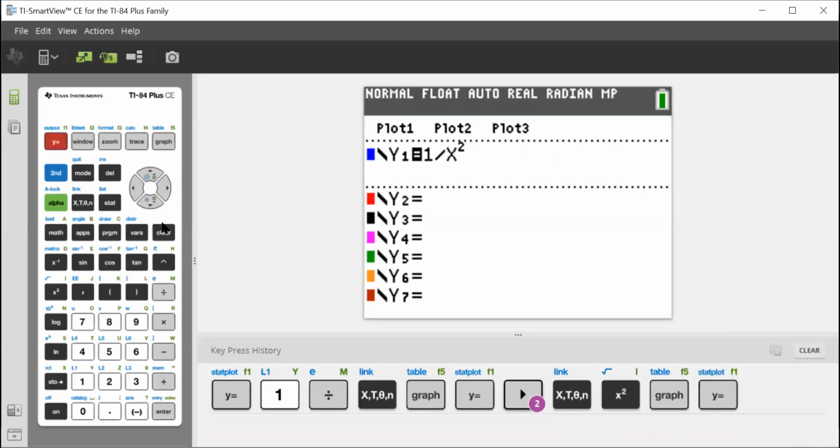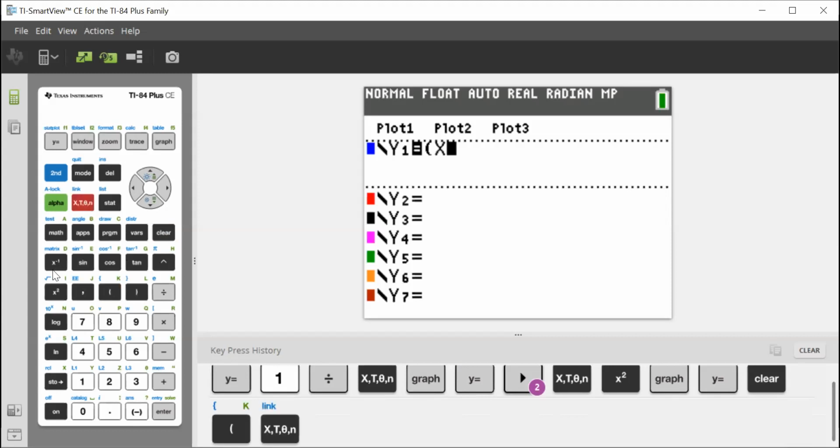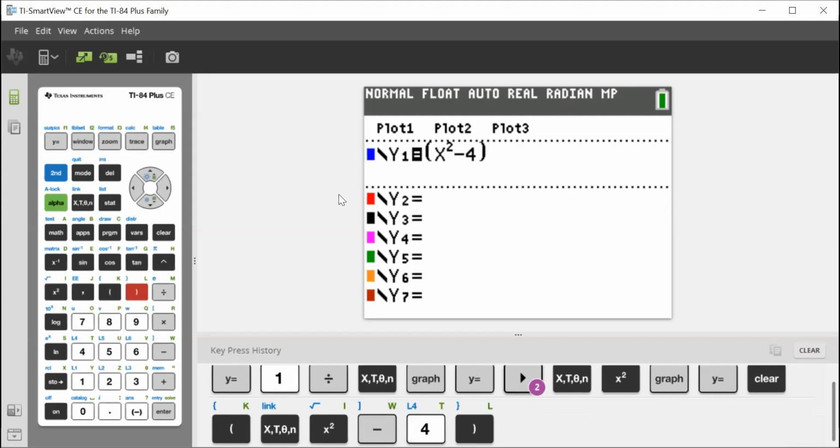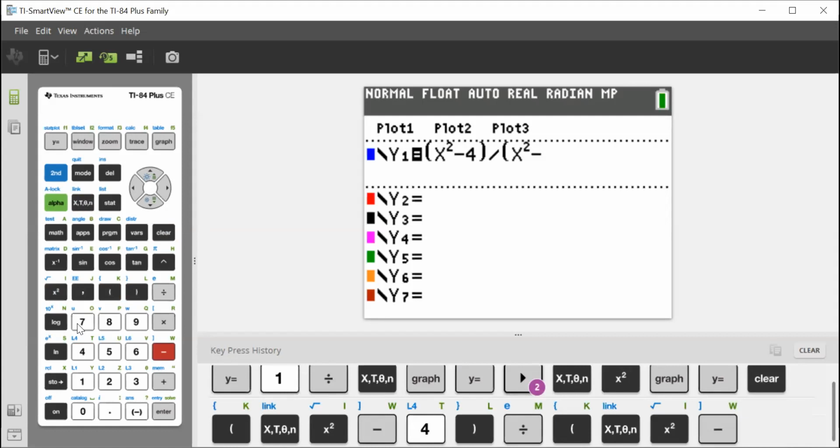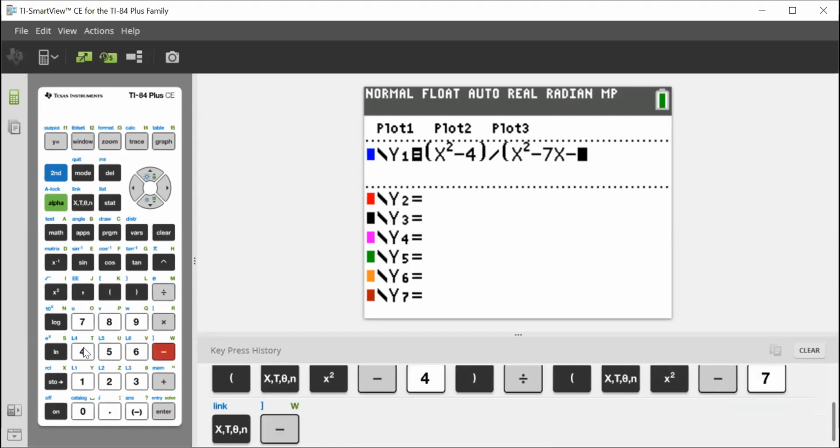Okay, I'm going to clear out the function I had in there and put in the one we're just looking at. Now, I want to be very careful about the way we enter this because it was x squared minus 4 all over x squared minus 7x minus 8. And so we want to make sure that what we put in the calculator recognizes that. So in order to do that, I'm going to put parentheses around the top. So I have x squared minus 4. Okay, so that's my whole numerator. That's in parentheses. Divided by, and I'll put parentheses around my whole denominator. So I have x squared minus 7x minus 8.